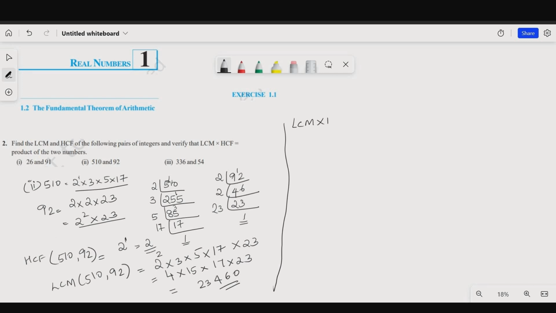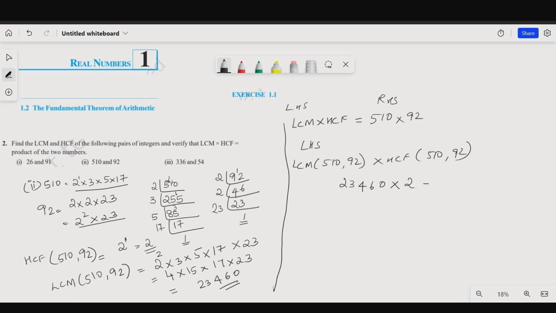Now what we have to verify is LCM into HCF is equal to the product of the two numbers, that is 510 into 92. So LHS, this is RHS. So let's prove. Let's take LHS. LCM of 510, 92 into HCF of 510, 92. LCM is 23460 into HCF is 2. This will give you 46920.